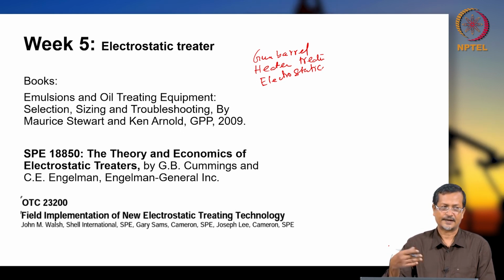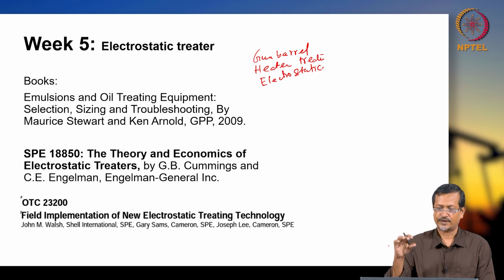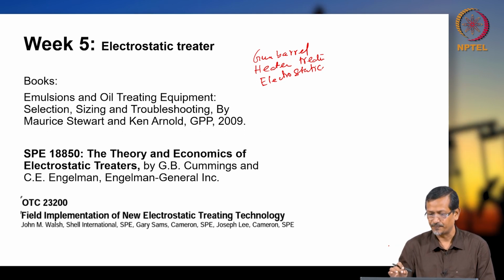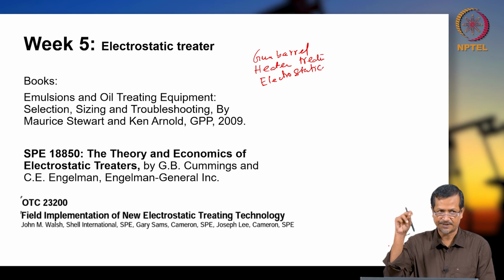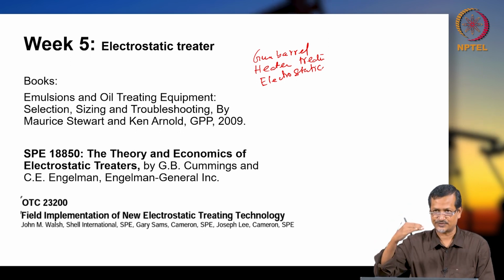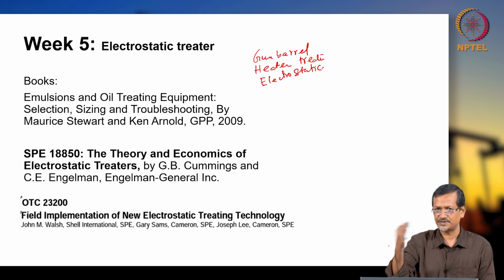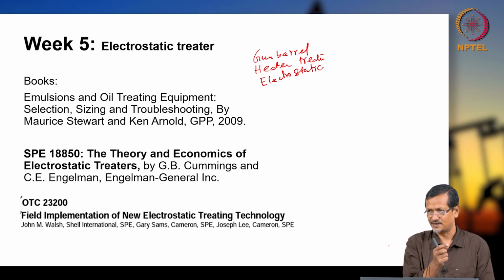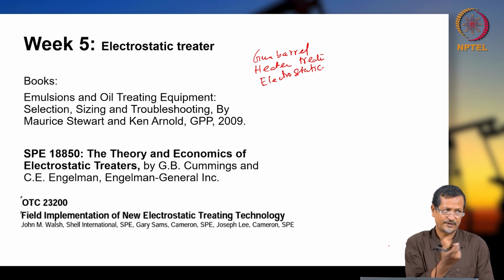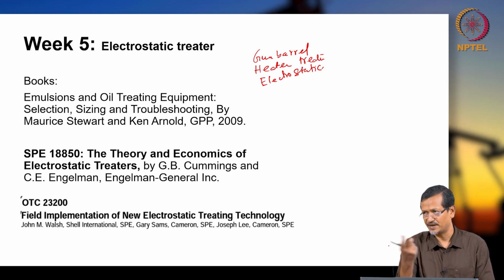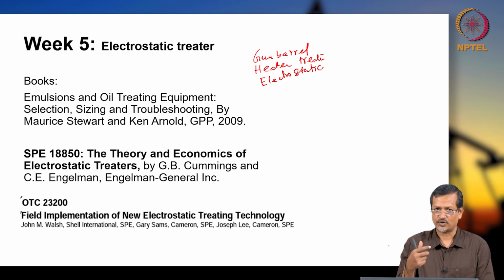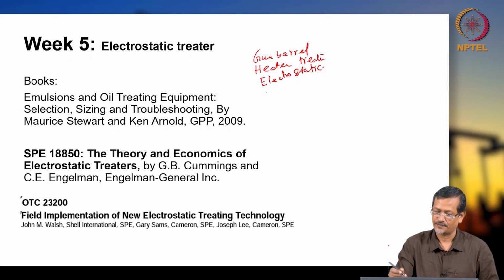We will also discuss the relation between heater treater and electrostatic treater, because whenever you are using an electrostatic treater, the maximum heater treater temperature can be reduced. So you will get the same separation, but you can reduce temperature. When you are reducing temperature, your fuel economics improve, as a lower amount of fuel is needed, so it will be beneficial. So how the whole system works, I will try to discuss in this lecture. Okay.